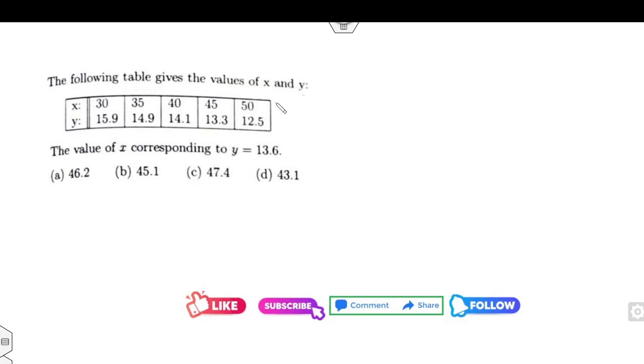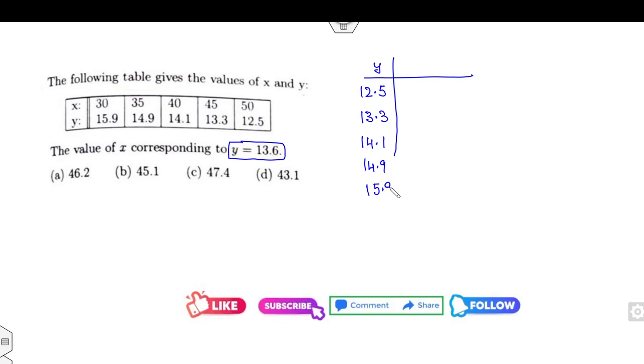The table gives the value of x corresponding to y. Now in this case, the value of y is given to you. So firstly, I can write the values of y in ascending or descending order: 13.3, 14.1, 14.9 and 15.9. Fine. Then I can write the values of f as x.